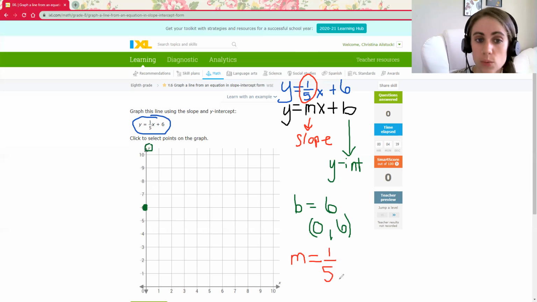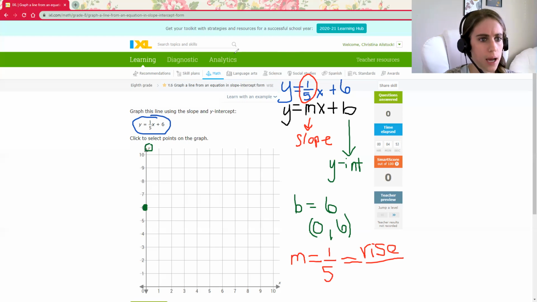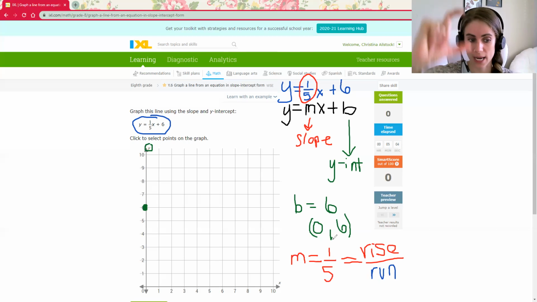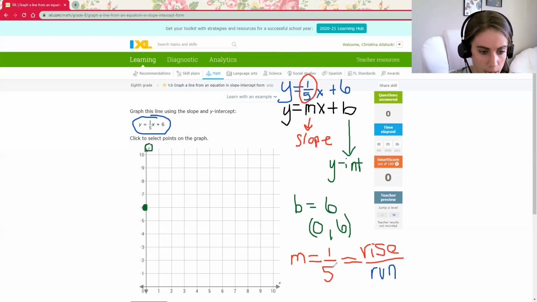Now, whenever we deal with slope, it is how much we change in our y over how much we change in our x. Another way of saying that is it's how much we rise over how much we run. So the numerator, 1, is how much our y changes, how much we rise. The denominator, our 5, let's make that blue now, is how much our x changes, how much we run.